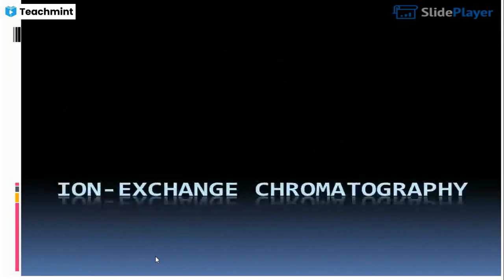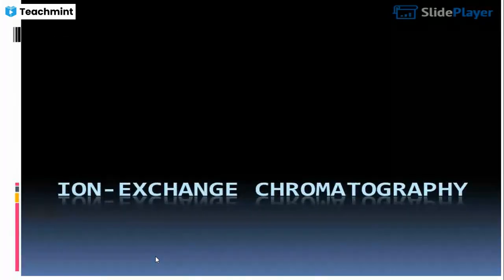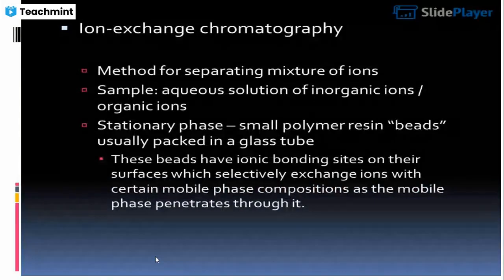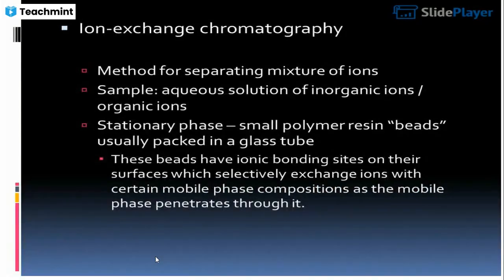Ion exchange chromatography is a method for separating a mixture of ions. The sample is an aqueous solution of inorganic or organic ions. The stationary phase is small polymer resin beads, usually packed in a glass tube. These beads have ionic bonding sites on their surfaces which selectively exchange ions with certain mobile phase compositions as the mobile phase penetrates through it.